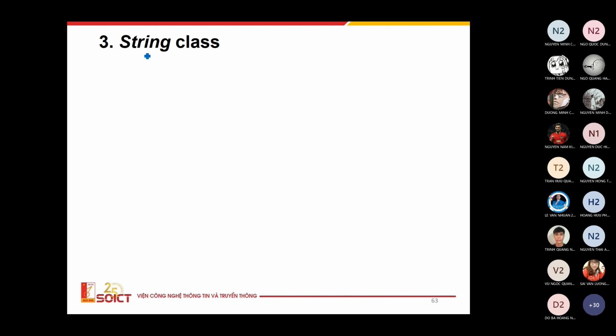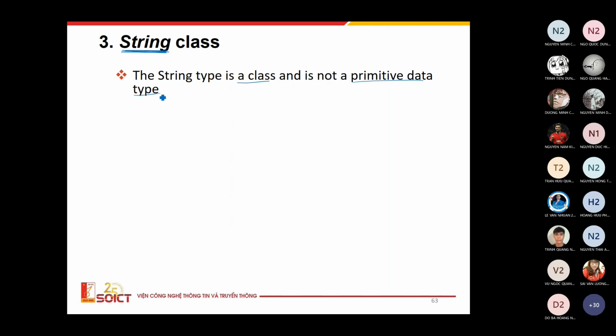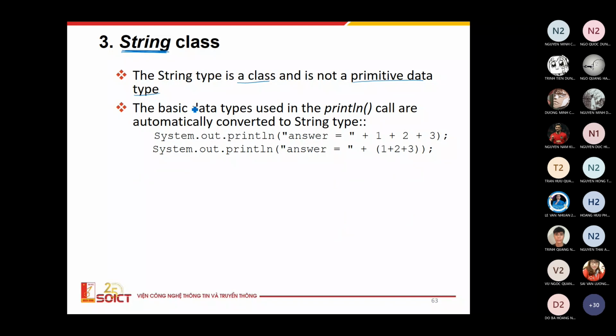And now we move to a very important class, which is the String class. You have used String many times, but now I will introduce more detail about the String class. It is a class, and it's not a primitive data type. That's the first thing you have to remember. And the basic data type used in a print call is automatically converted to the String type.